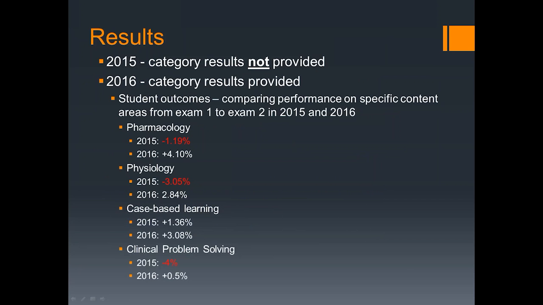Okay, so more tangible results. This slide here has a comparison of 2015 exams and the systems courses in which we did not give category results to all students, and then the 2016 results in which category reports were provided to all students. And we just looked at the change between student outcomes. We compared their performance in specific content areas between exam 1 and exam 2.